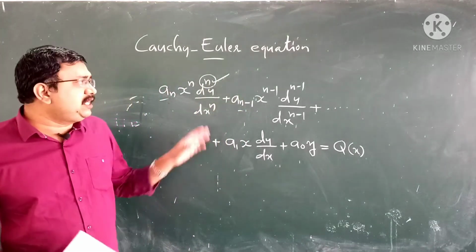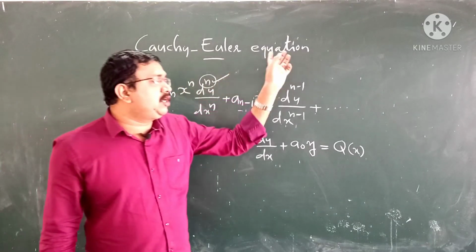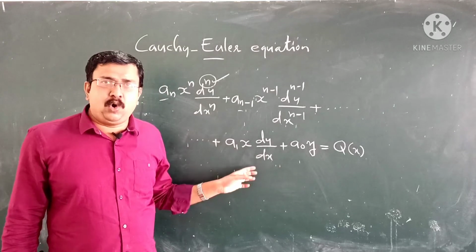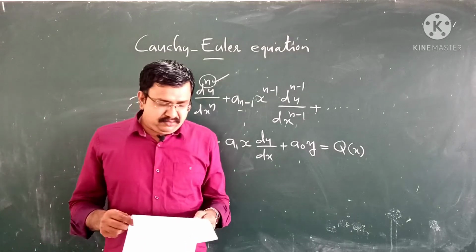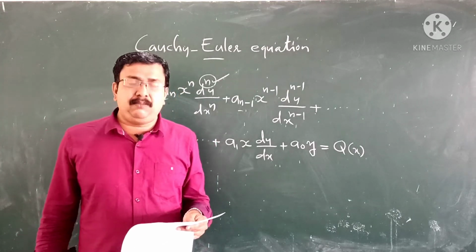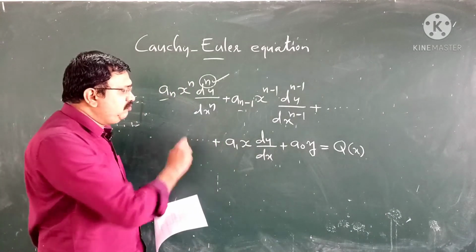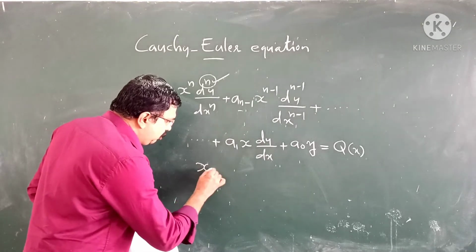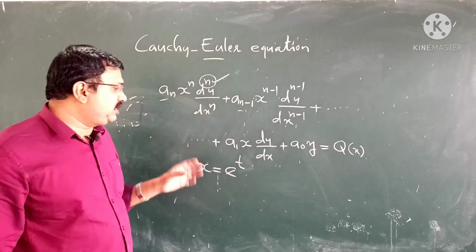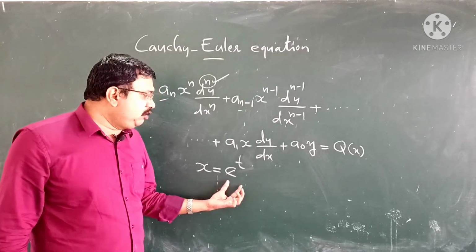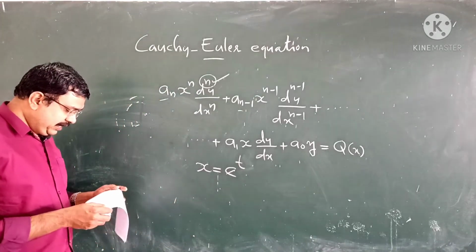Okay, this is the general form or general equation. This equation is called the Cauchy-Euler equation, and remember that its order is n. To find the solution of such an equation, we make a suitable substitution. In this case, we are substituting x equal to e raised to t to solve this equation.